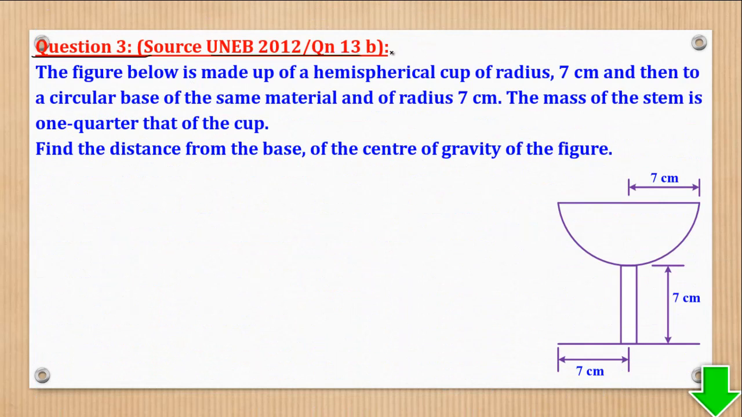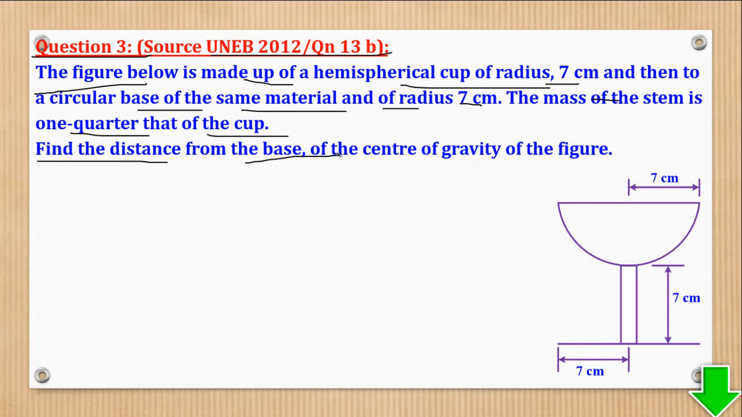Then question 3 came from UNEB 2012, paper 2, question 13b, and it says, the figure below is made up of a hemispherical cup of radius 7 centimeters and a stem to a circular base of the same material and radius 7 centimeters. The mass of the stem is 1/4 that of the cup. Find the distance from the base of the center of gravity of the figure.